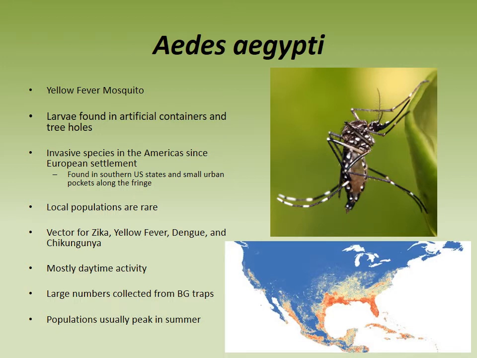And there's talk of where they're at, in underground areas and things like this where the larvae is being found. But this species also is found in artificial containers, tree holes. It is also an invasive species into the Americas, coming from Africa, and it's actually been around probably as long as Europeans came over to settle the Americas. So it's been here for a long time.